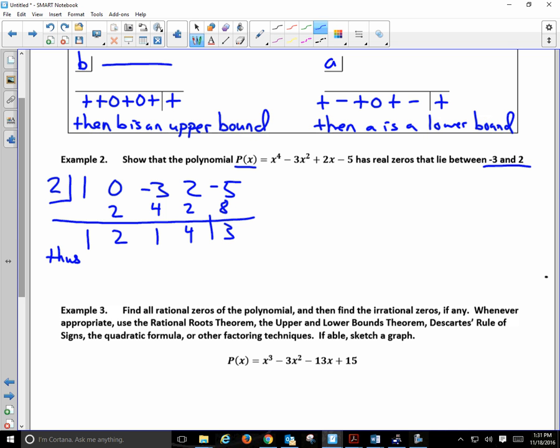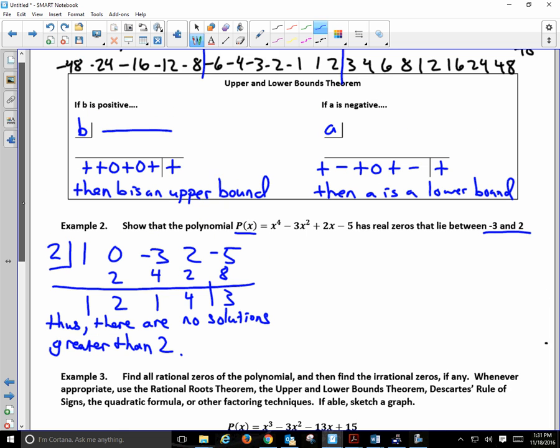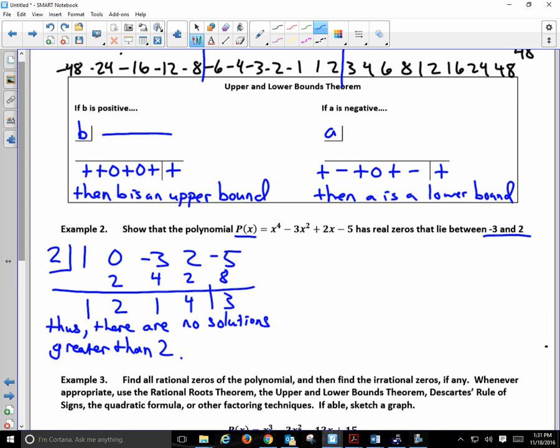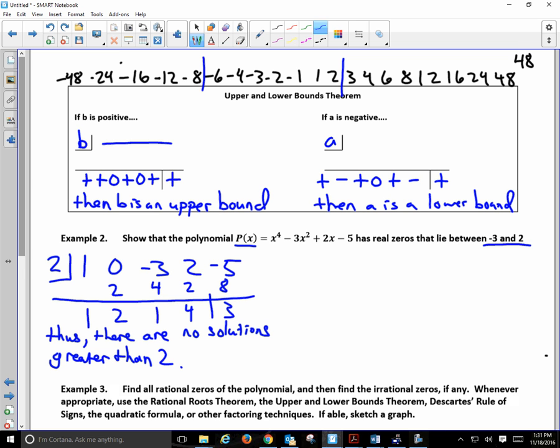Thus, there are no solutions greater than 2. So what that tells me is, if this was the type of polynomial, which it's not, but I could just get rid of those choices. All right?